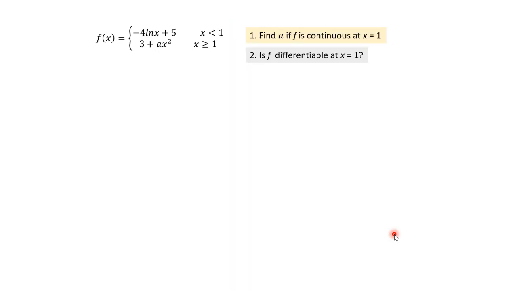The backwards way is when you get told that a function is continuous or differentiable and you have to solve for any unknown variables. So if you look at part 1, it says find a if f is continuous at x equals 1. So now remember, if it is continuous, we're basically saying the limit from the left is equal to the limit from the right is equal to f of 1. Okay. So we start with this.